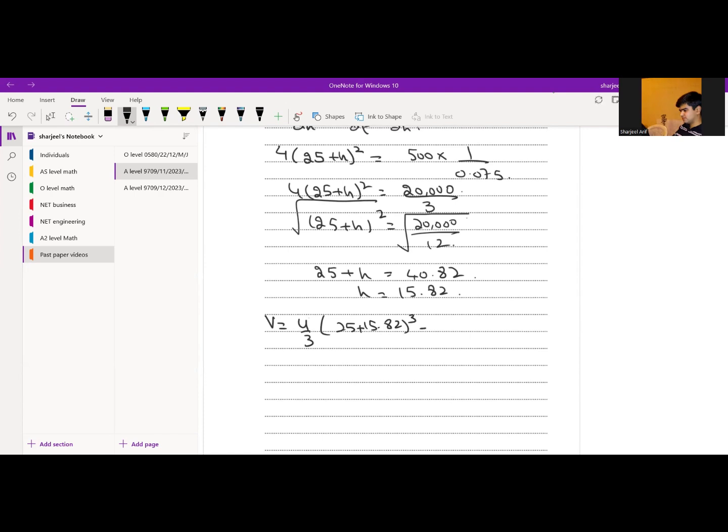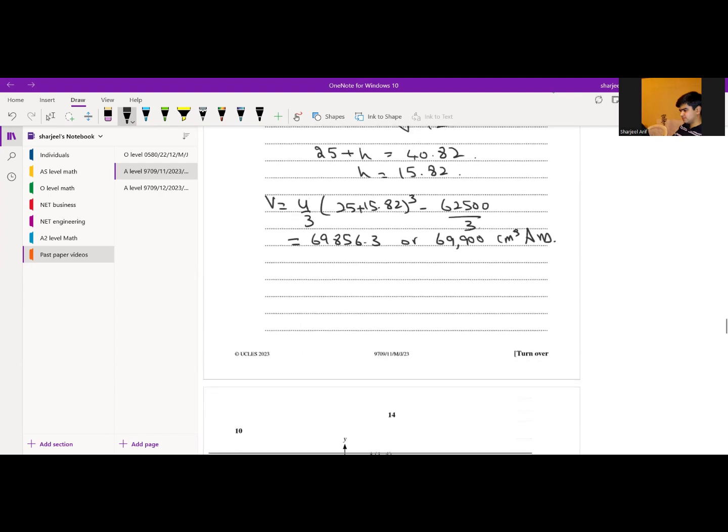Whole cube minus, use the calculator to solve it. You will get 69856.3, or you can round it off to 69,900 cm cube. That's your answer.